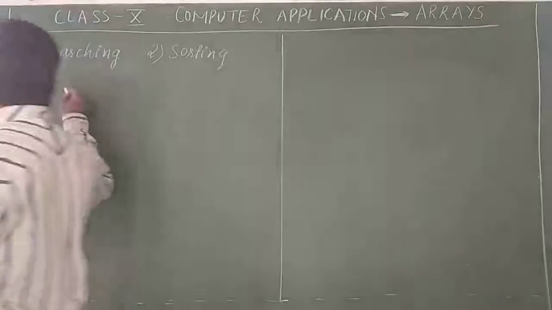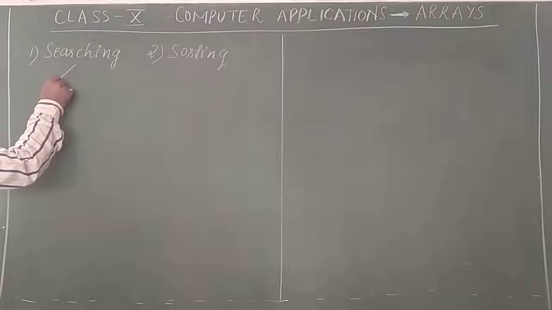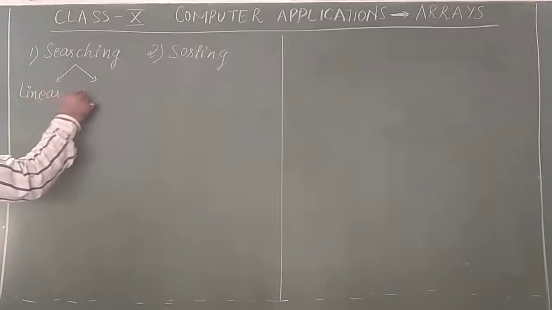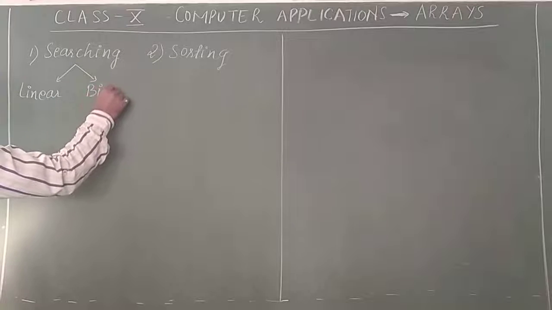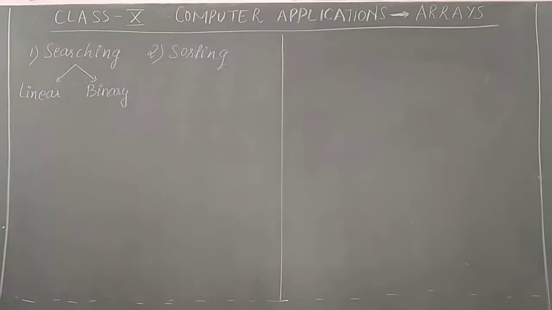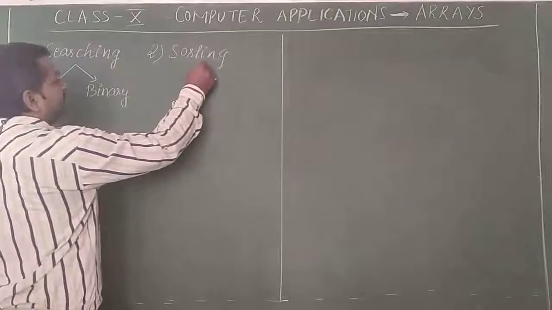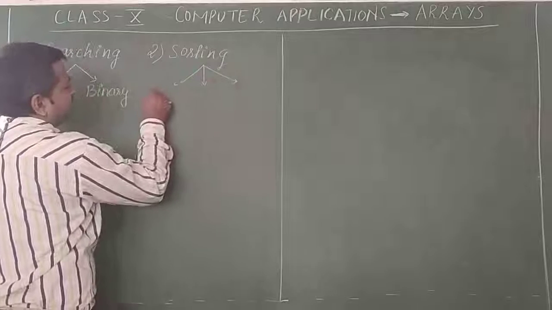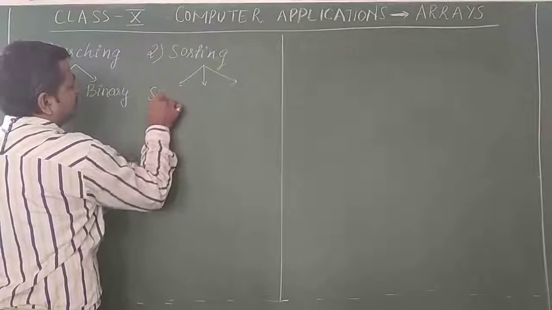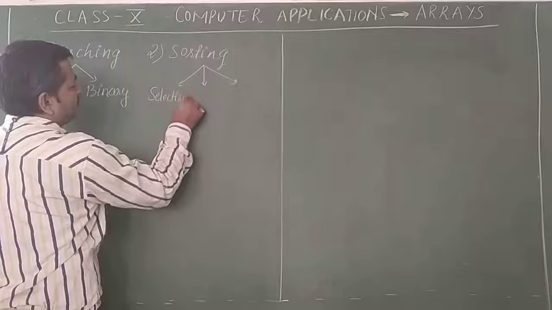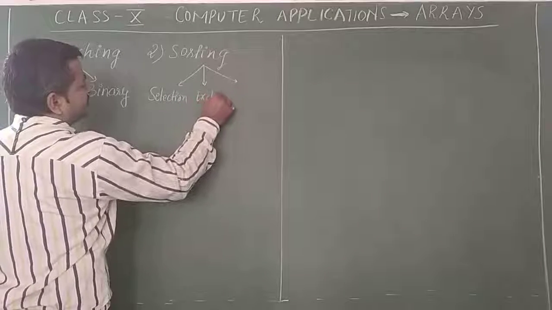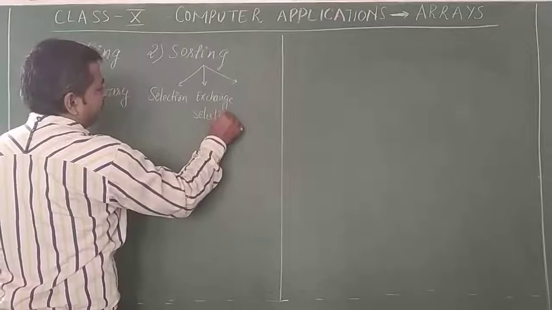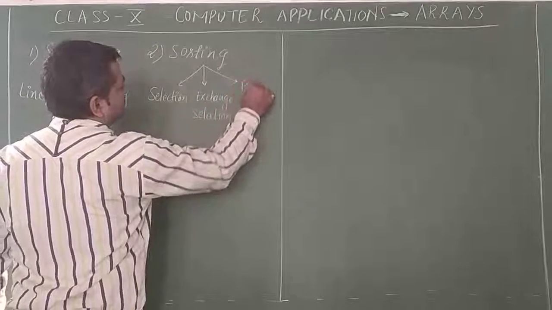Basically, in searching, there are two types of searching in your syllabus, that is linear search and binary search. These are the two types of searching. If we talk about the sorting method, we generally use three types, that is selection sort, next is exchange selection sort, and third one is your bubble sort.